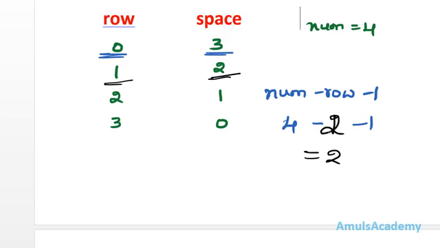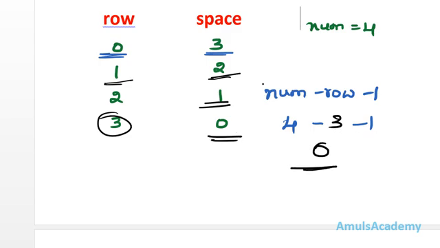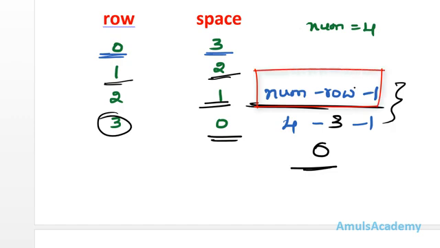So 4 minus 2 is 2, 2 minus 1 is 1. So we'll get output 1, that is 1 space. When row is 3, 4 minus 3 is 1, 1 minus 1 is 0. So we'll get 0 space. So this is the general formula to get space in each row. It will tell how many spaces we want in each row.